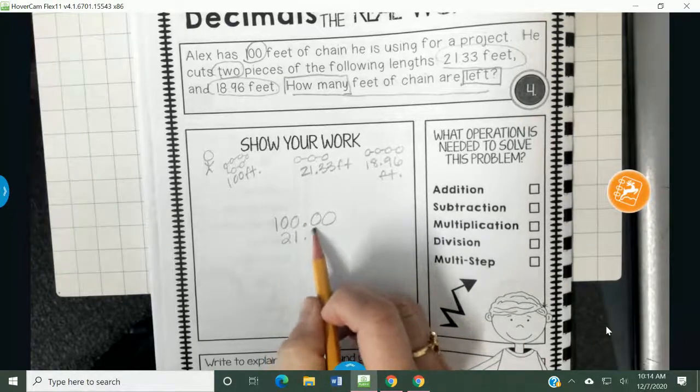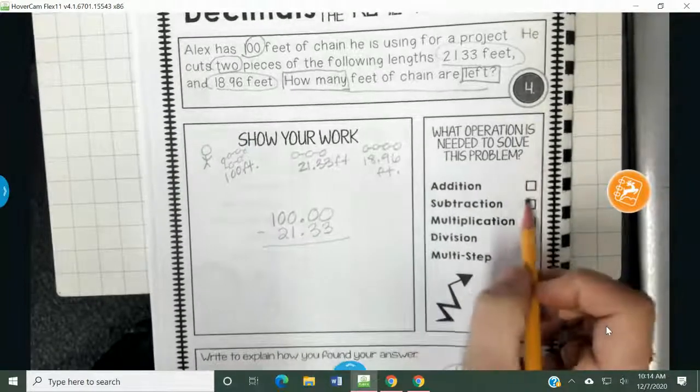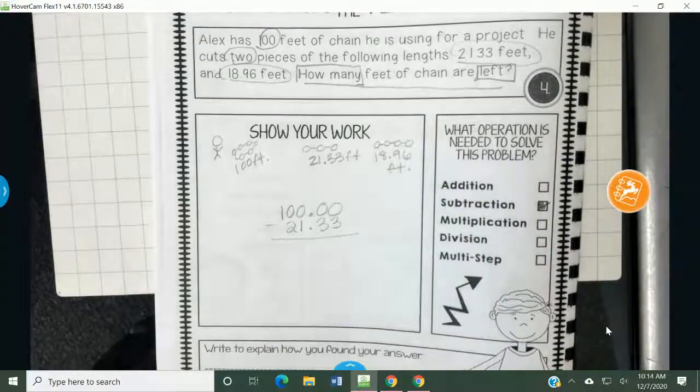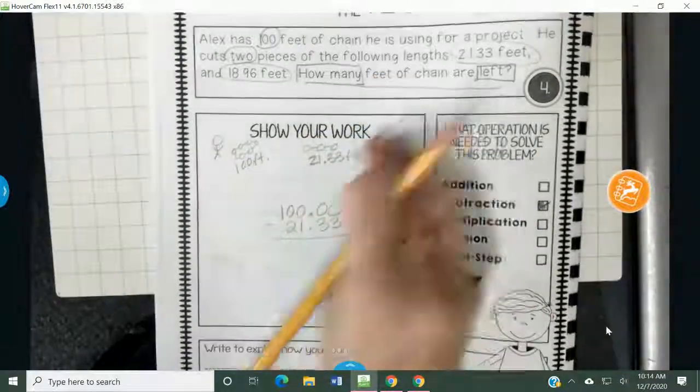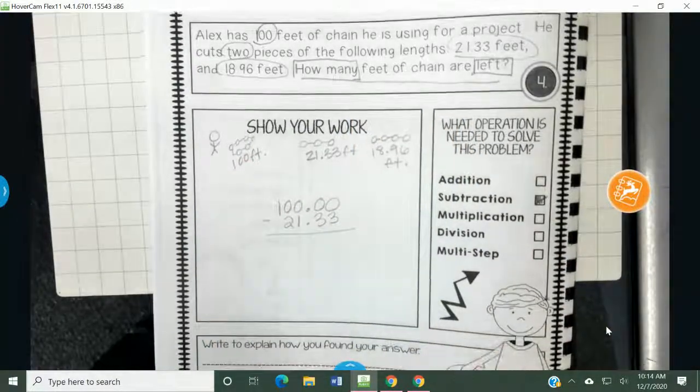I'm taking away that amount. Now, in order to do this properly, you need to line up the decimals. The reason we're subtracting, let's go ahead and mark that box, is because I'm taking away chain from my 100 feet. And after I take away these 2 amounts, I want to know how much is left of the 100 feet that I started with. So we're going to go ahead and subtract it.